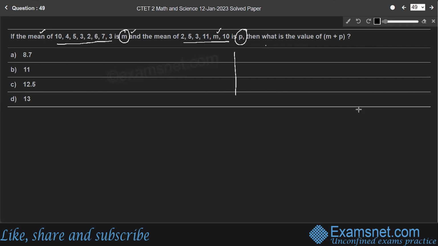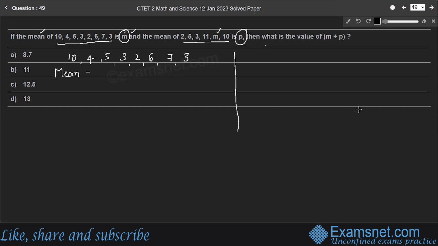So let us find the first mean, right? By considering the first observation. So 10, 4, 5, 3, 2, 6, 7 and 3. These are the values in the first observation. No need to write these observations in ascending or descending order, since we are going to find only mean here, right? If the question is asked to find mode or median, you have to write all the values in ascending or descending order, right? Since we are going to find the mean, directly take the mean.